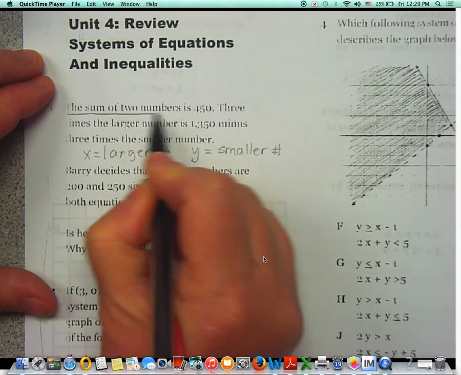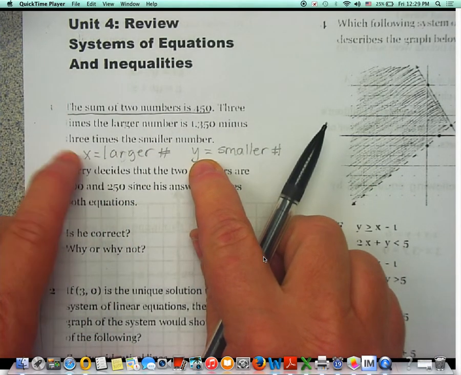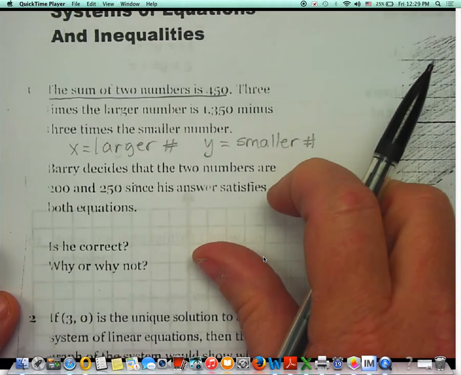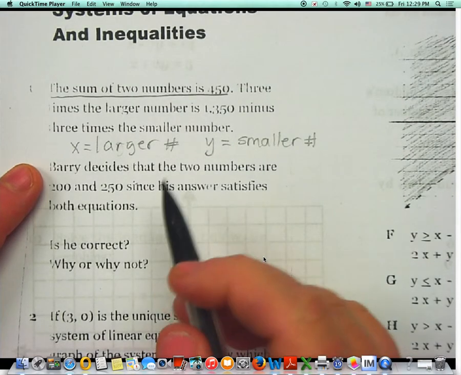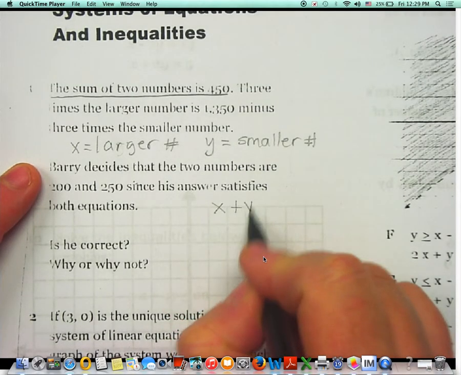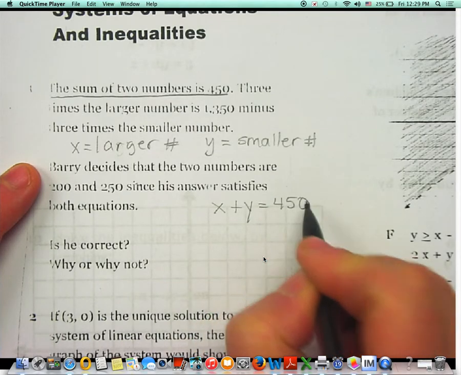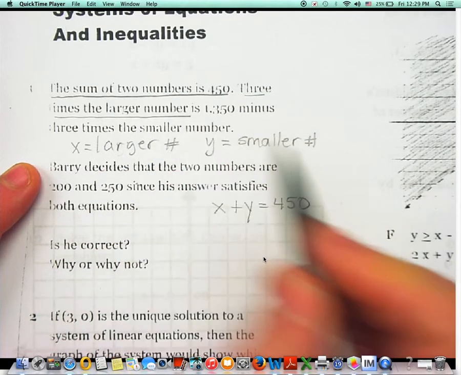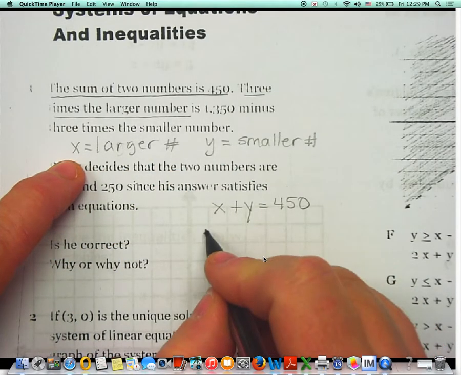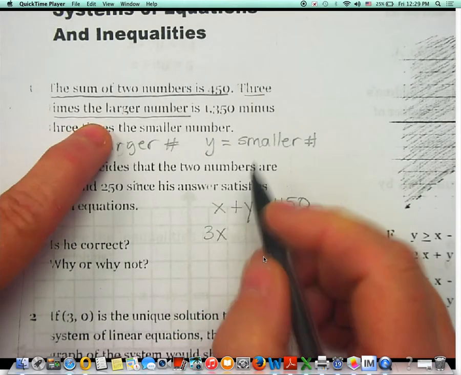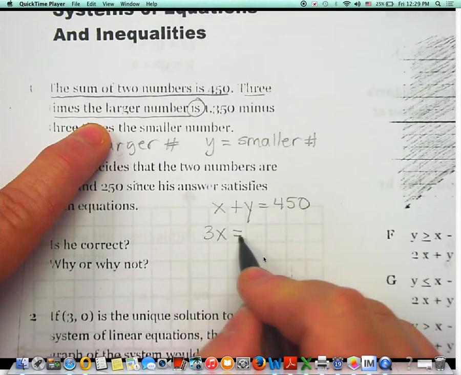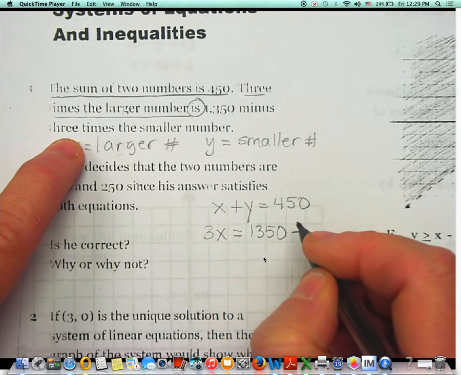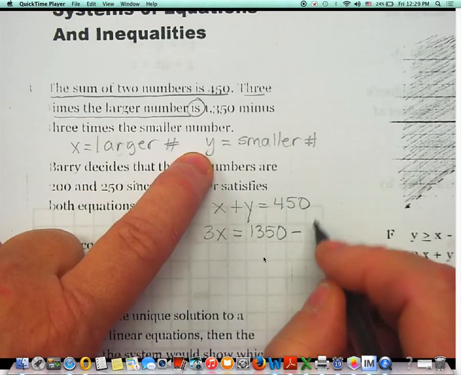And then we're going to write two equations because we have two variables. And so we'll get our first equation from the sum of two numbers is 450. So if we're going to do the sum, that would be x plus y equals 450. And then 3 times the larger number, and we said the larger number was x, so we're going to have 3x is, that means equals, 1,350 minus 3 times the smaller number, which is y, so 3y.